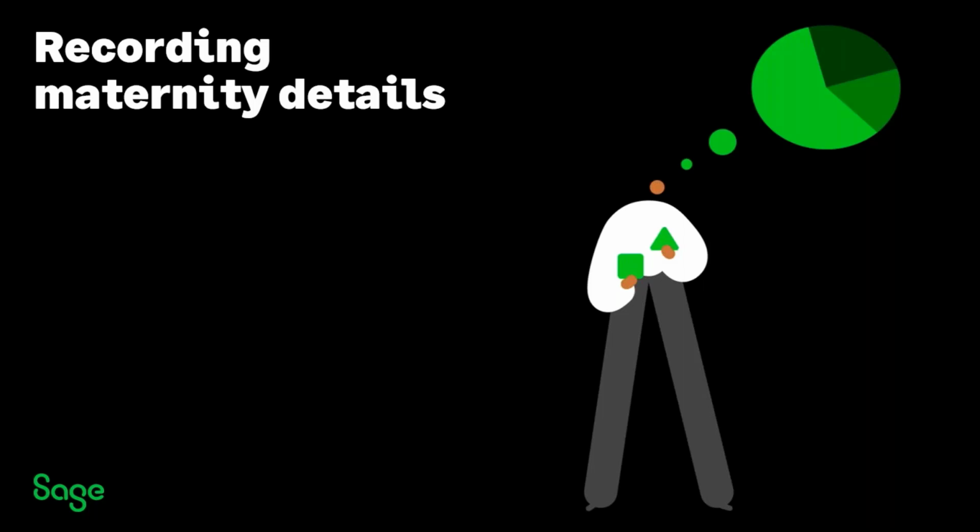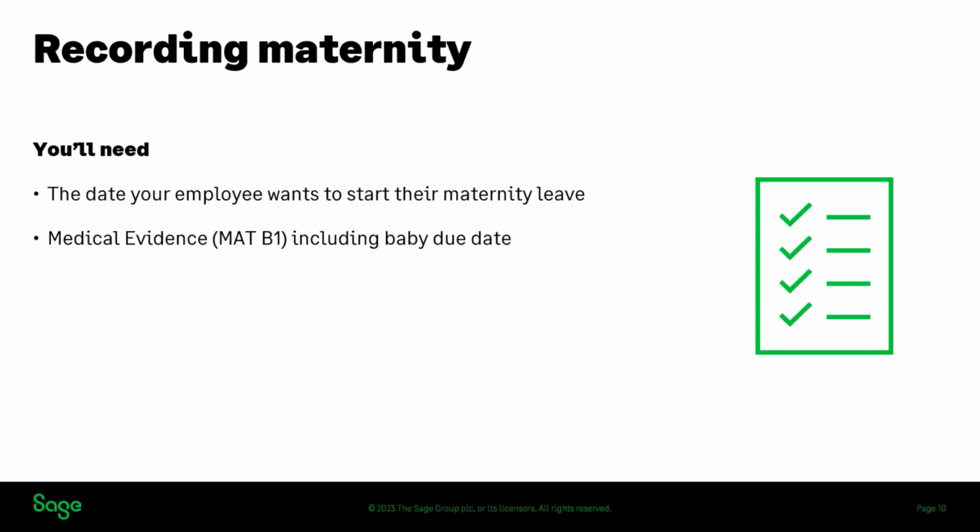So when it comes to setting up SMP, there's 2 bits of information that you'll need. So you'll need to know the date that the employee wants to start their maternity leave and their SMP payments. And you will also need their medical evidence, usually the MAT-B1 certificate, which confirms the baby's due date. And once you have that information, it's just a case of recording the maternity details in your software, and then the statutory maternity pay will calculate automatically when you come to process your payroll.